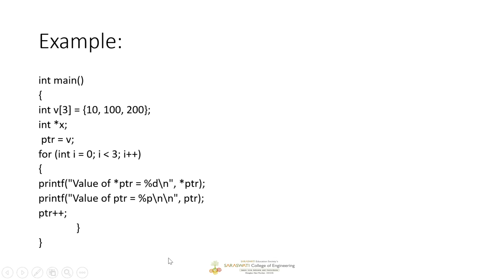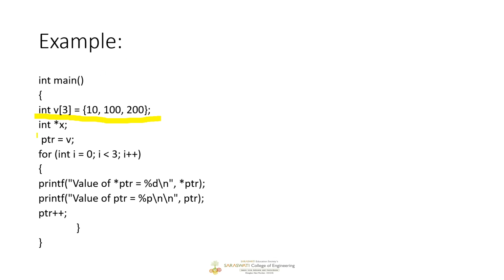Now let's continue with the program. Here we can see that in this program I have taken an integer array. The name of my array is v, and this array is storing three elements, that is 10, 100 and 200. So I repeat, it is an integer type array, the name of the array is v, and the size of the array is 3. That means it will store three integer values, which are 10, 100 and 200.